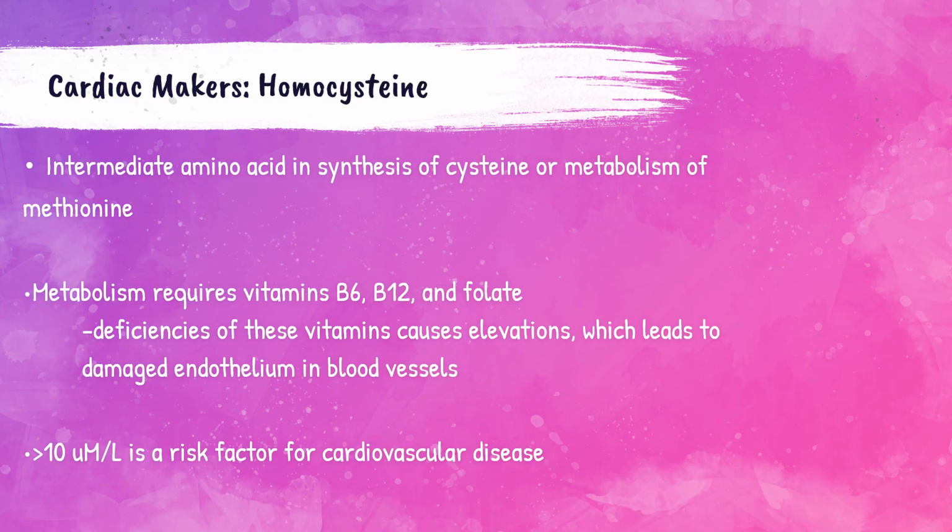Homocysteine is an amino acid that serves as an intermediate in the synthesis or production of cysteine or metabolism of methionine. So this metabolism requires the vitamins B6, B12, and folate. So if a patient has a deficiency of these particular vitamins, it can cause an elevation of homocysteine, which then can lead to damage of the endothelium in the blood vessels. So a homocysteine level in the blood greater than 10 is considered a risk factor for cardiovascular disease in patients.